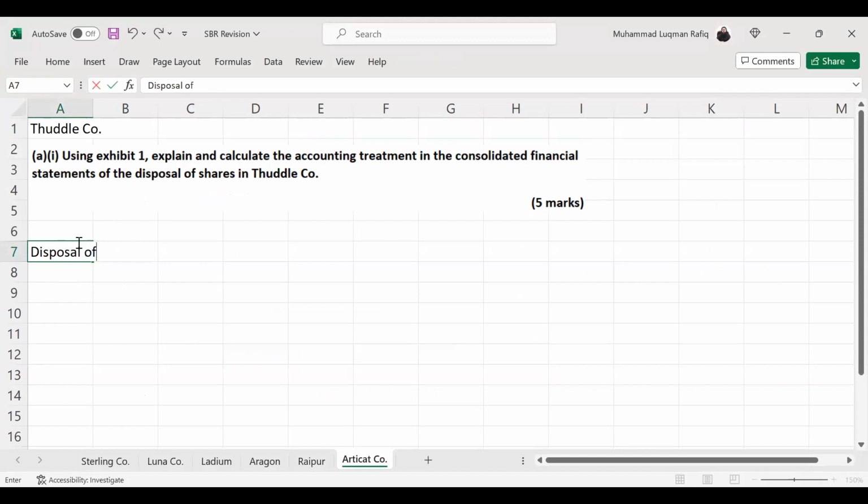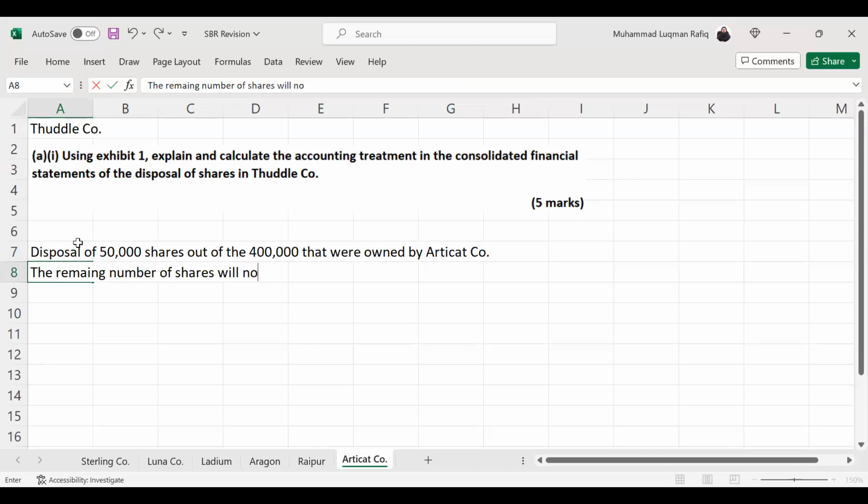Now see, disposal of 50,000 shares out of the 400,000 that were owned by Articut company. The remaining number of shares will now be 350,000, which equates to 70%, that is 350,000 divided by 500,000.